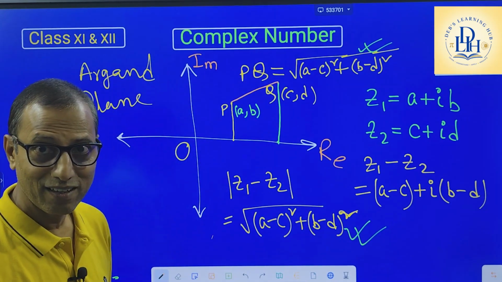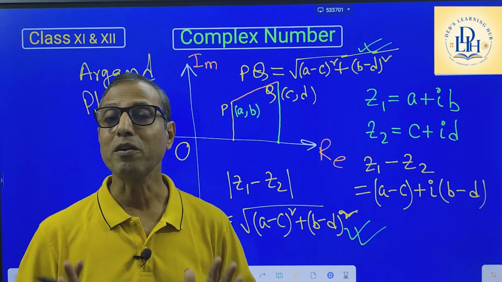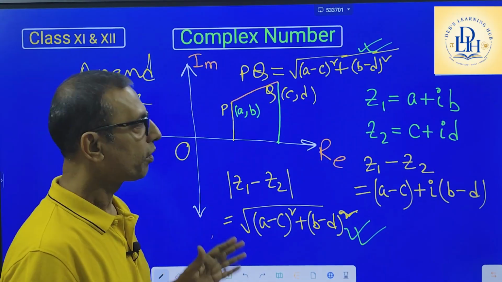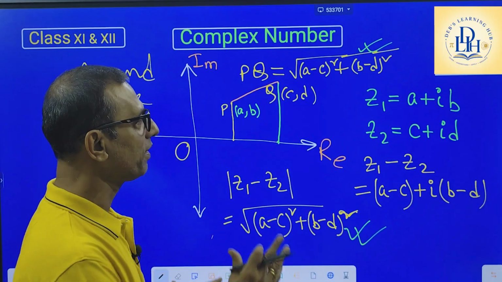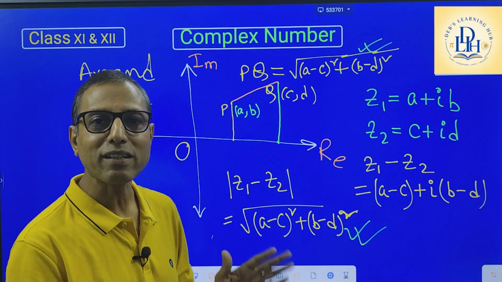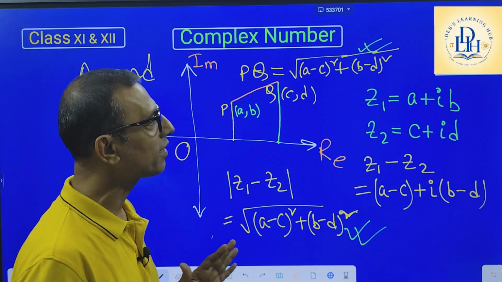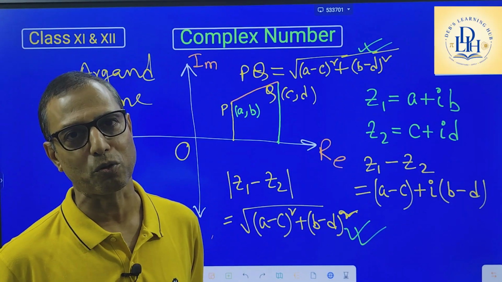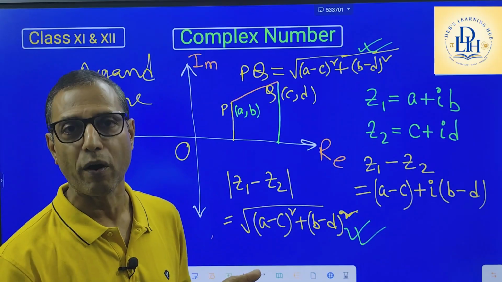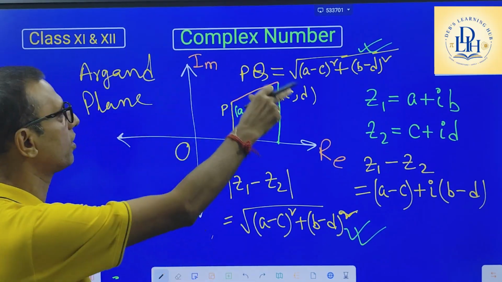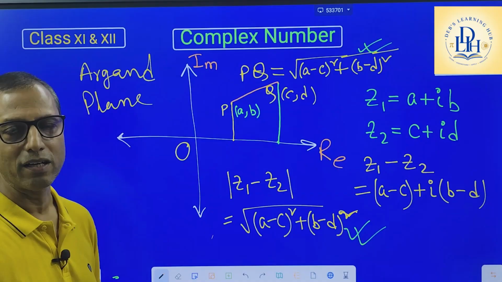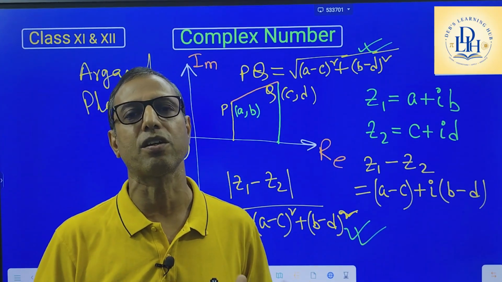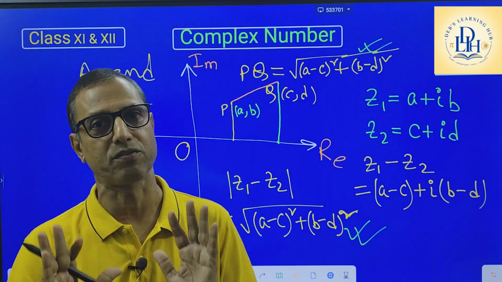That means mod represents the distance between 2 points. So if 2 complex numbers are given and you subtract one from the other and take the modulus, then it is actually giving the distance between those two complex numbers, both those 2 points in the Argand plane or the imaginary plane. Got it? So modulus is nothing but the representation of distance with respect to geometry.